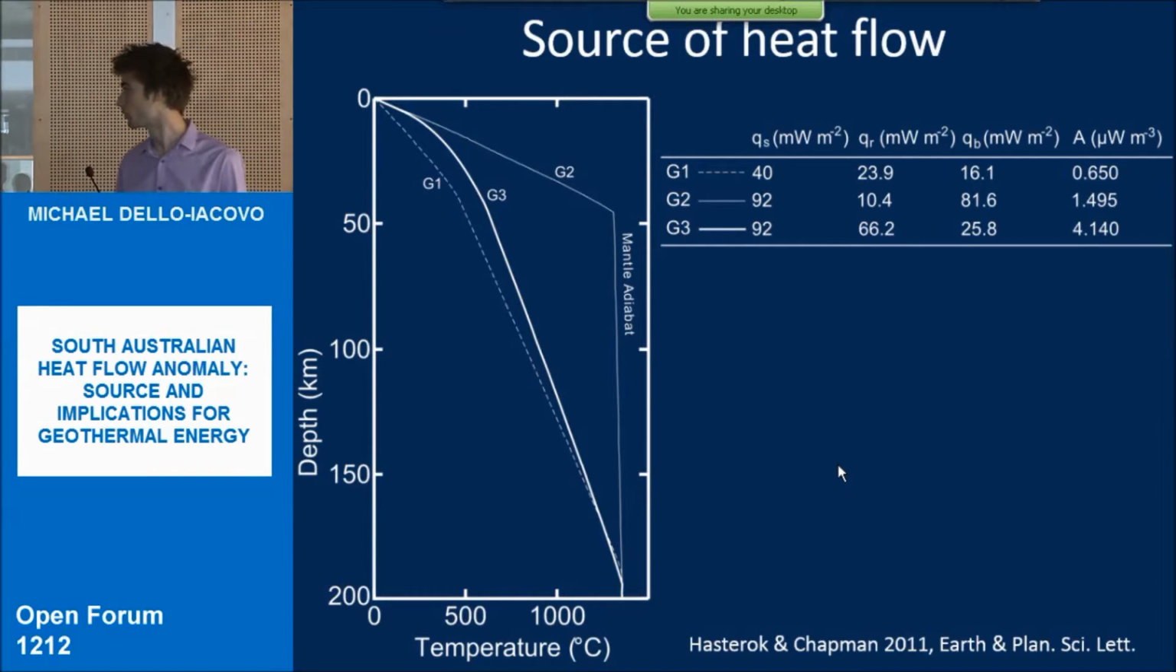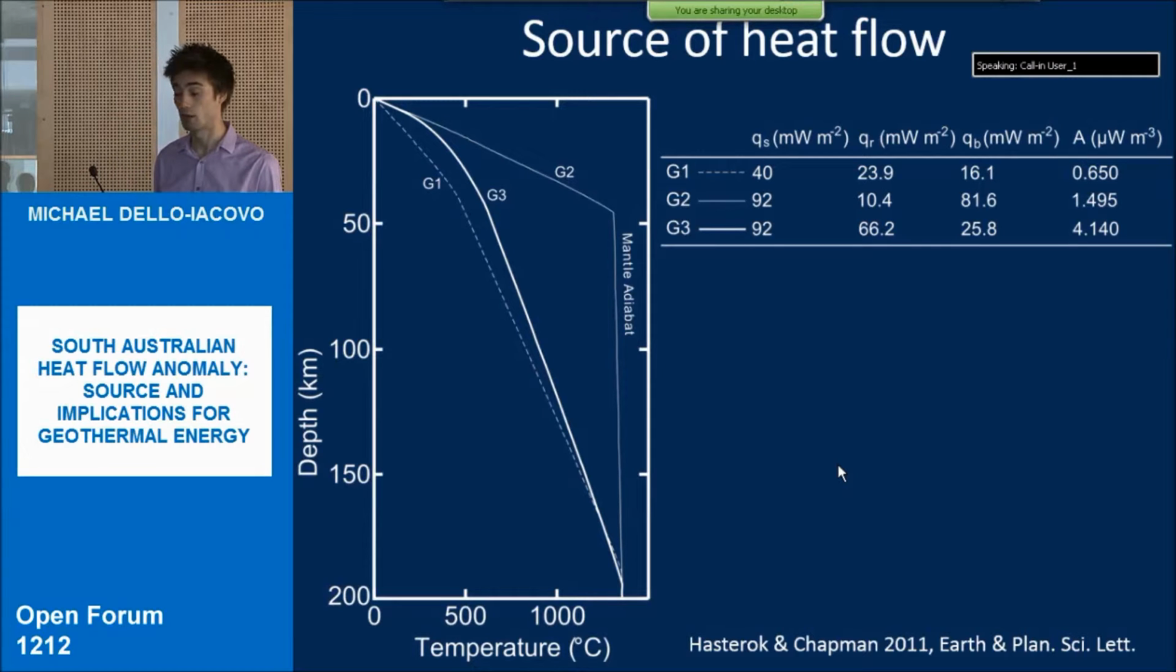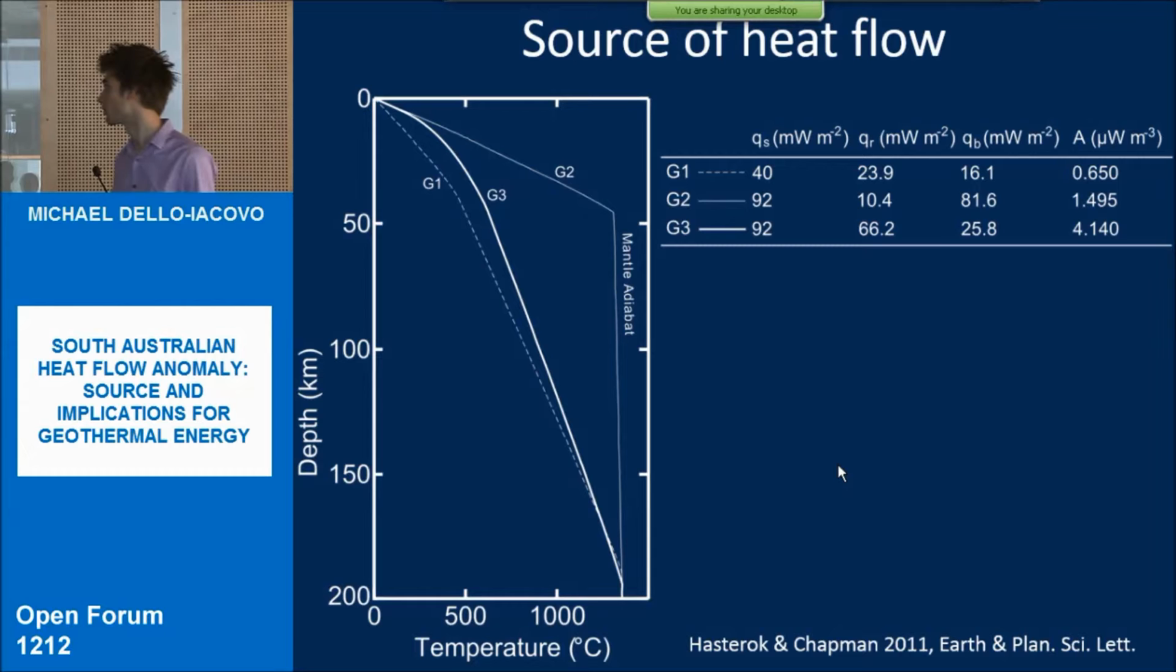So from these 3 sources of evidence indicating a shallow crustal, primarily a shallow crustal anomaly, we've concluded that that is the main source of heat flow.